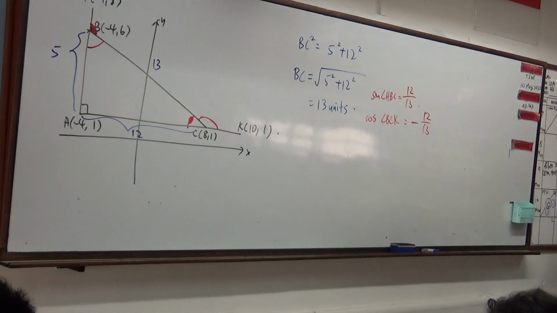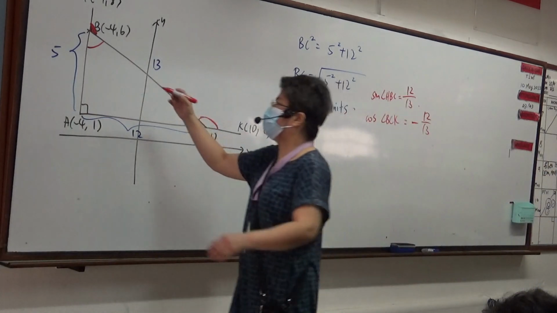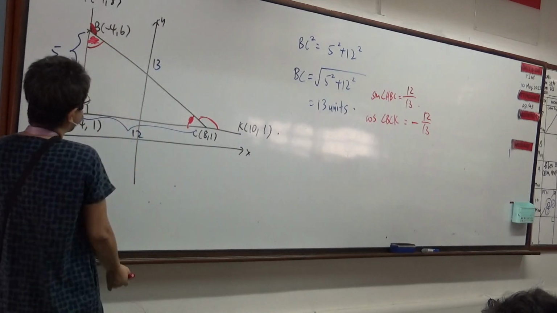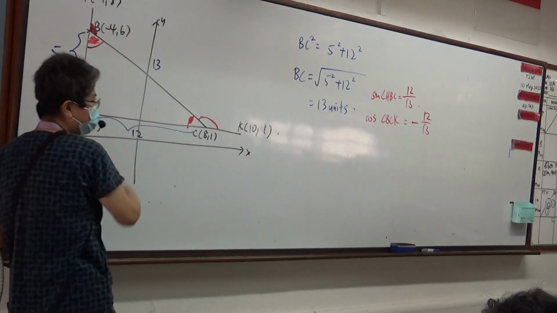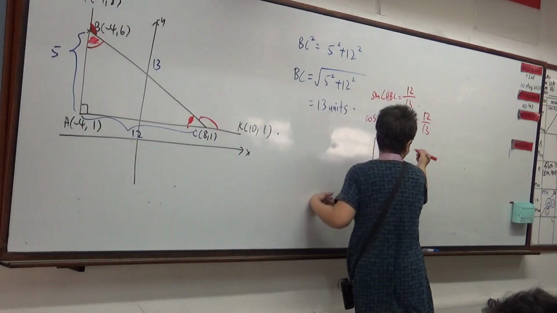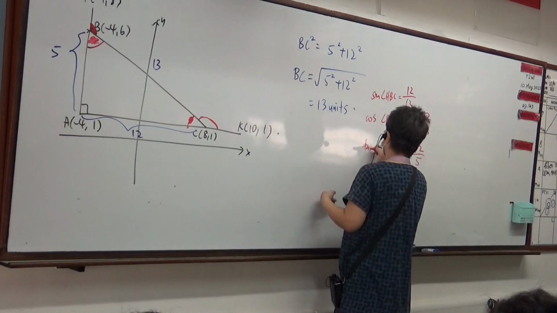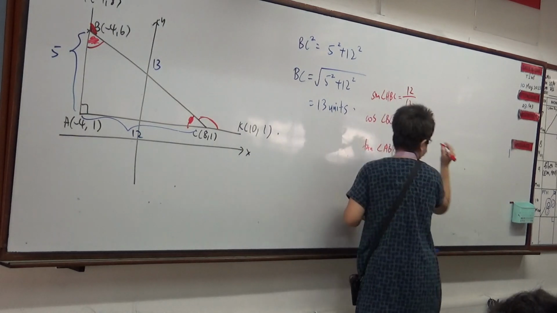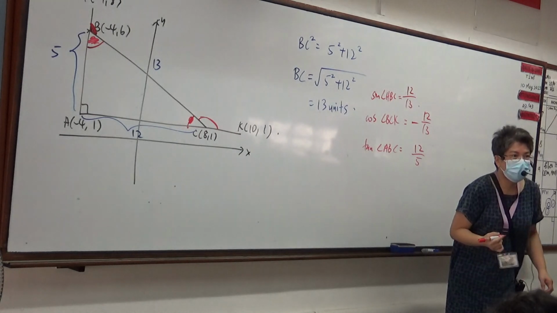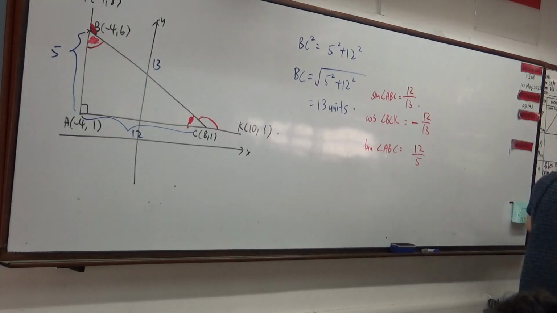Last one. Tangent angle ABC. This one is easy because it's inside. Tangent angle ABC will be 12/5. Am I right? Are we okay here? Okay, now, let's do the last part.